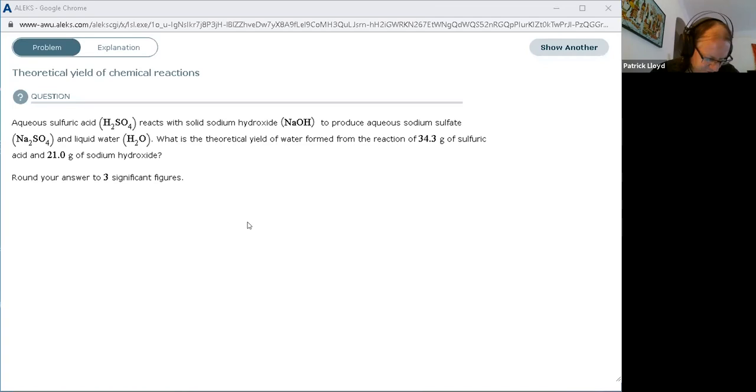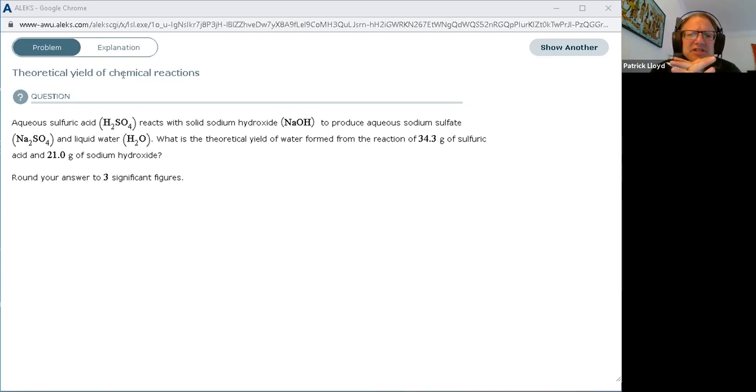Okay, so this is called theoretical yield of chemical reactions. In this particular question, they give you aqueous sulfuric acid, H2SO4, reacting with solid sodium hydroxide, NaOH, to produce aqueous sodium sulfate, Na2SO4, and liquid water. What's the theoretical yield of water formed from the reaction of 34.3 grams of sulfuric acid and 21.0 grams of sodium hydroxide? Round to 3 significant digits or figures.